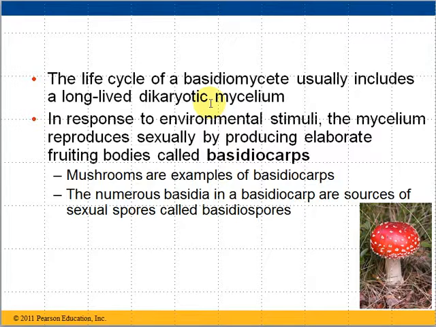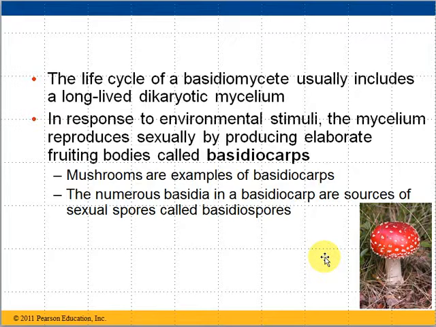In response to environmental stimuli, this mycelium, which primarily lives either underground or within the rotting wood that it's eating on, can reproduce sexually by producing elaborate fruiting bodies called basidiocarps. Mushrooms are a good example of basidiocarps. So the mushrooms that you see when you walk through the forest are the reproductive structures of these basidiomycetes, called basidiocarps.